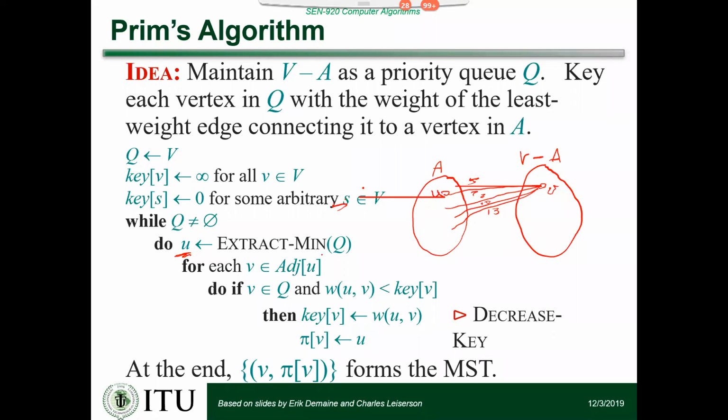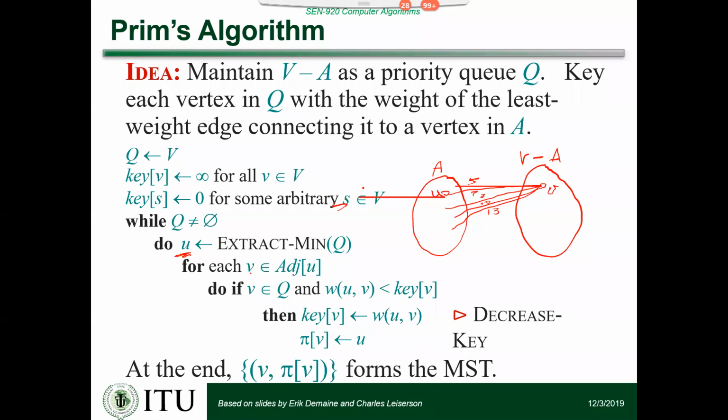So when you extract min, and that's called this U, then U will be added into A, meaning we're going to use the edge whose edge weight is the representative cross edge, which is the key of U. We're going to use that edge and add that into the minimum spanning tree. So the extract min is going to extract the vertex and add it into A.